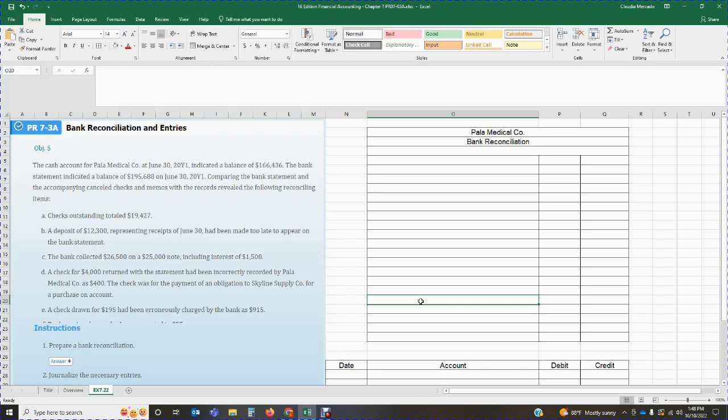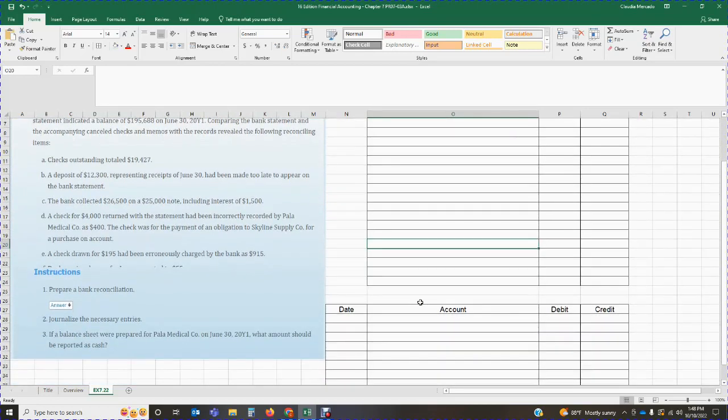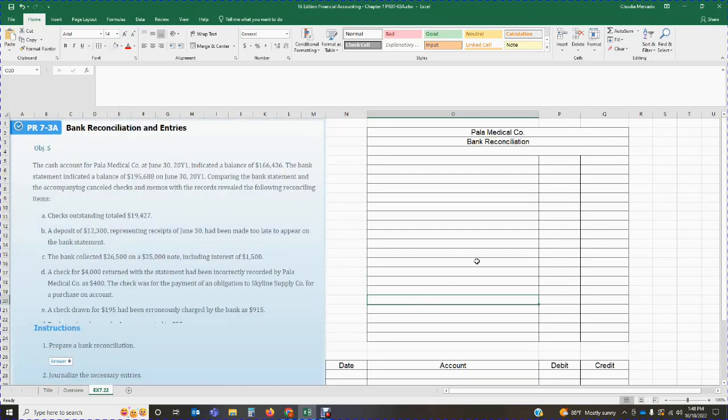We are being tasked to prepare a bank reconciliation, and then we're going to be journalizing the necessary entries and figuring out what we should report as our ending cash balance. Okay, so let's start off with the first requirement, which is to prepare our reconciliation. The name of the business is Paula Medical Company. This is the bank reconciliation, and this is as of June 30th, 20Y1.